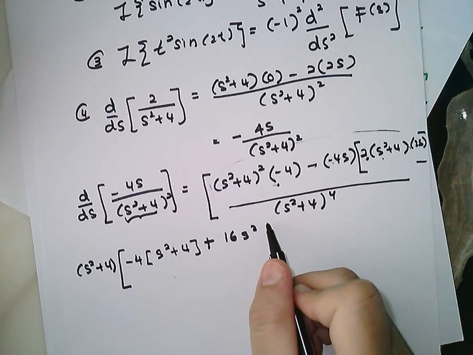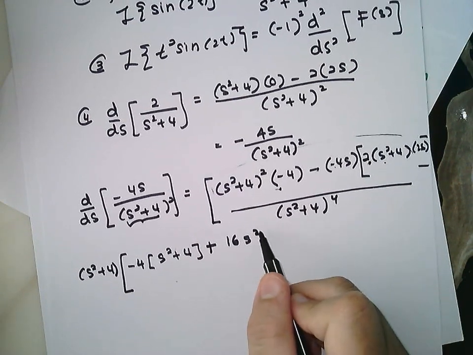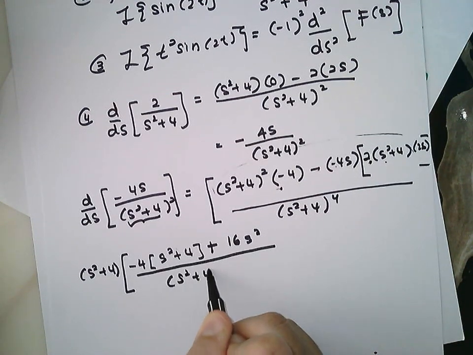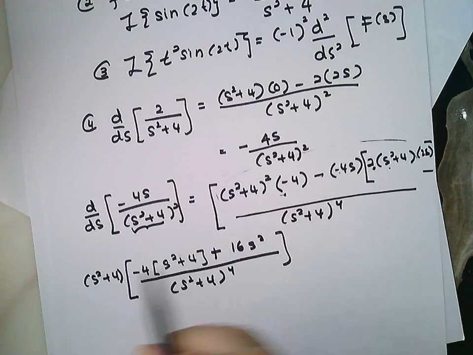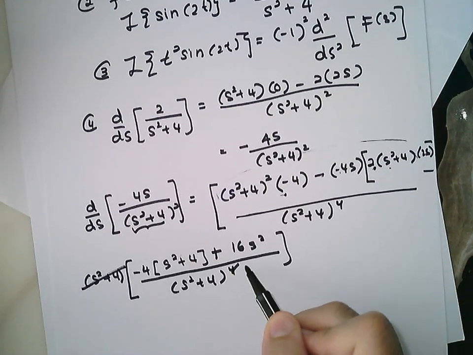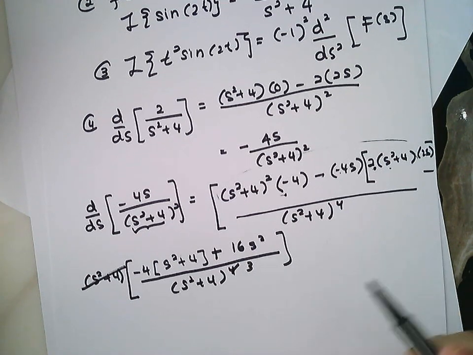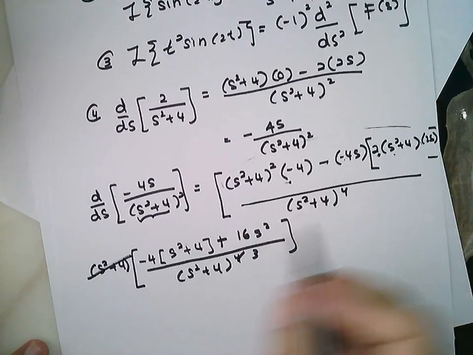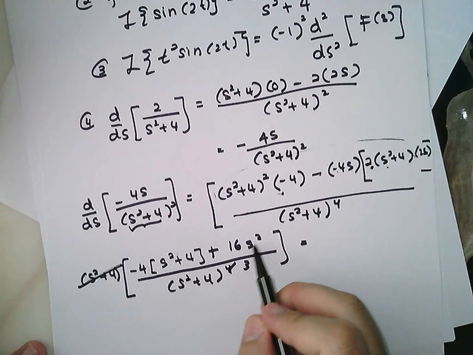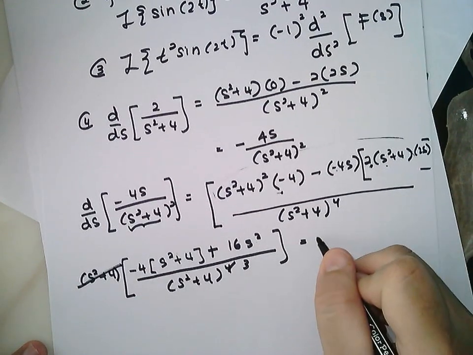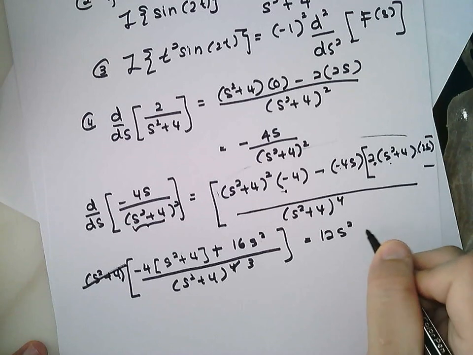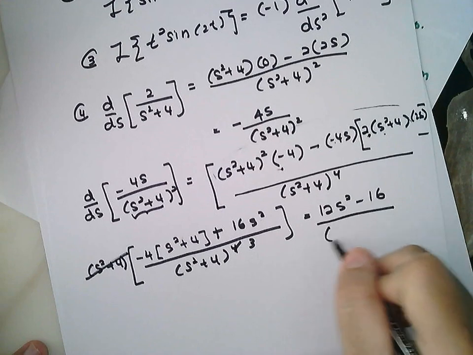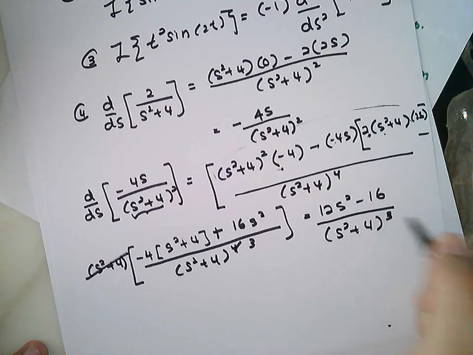Okay, over s squared plus 4 power 4. So you can cancel out this one, so left with 3. Okay, so simplify. The numerator part here will give you 16s squared minus 4s squared, so you will have 12s squared minus 16 over s squared plus 4 cube.